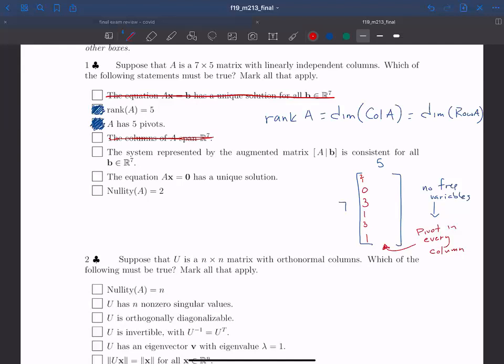But one student said, well, do they span R5? And that's almost correct. The thing is, these vectors in the columns are all vectors in R7. So each of these columns is inside of R7, and they can't span R5 because they're not vectors in R5. But the subspace these vectors span will be a 5-dimensional subspace. So it will look like R5, but it's a 5-dimensional subspace of R7. So we wouldn't say that it spans R5, but it spans a subspace that's 5-dimensional.